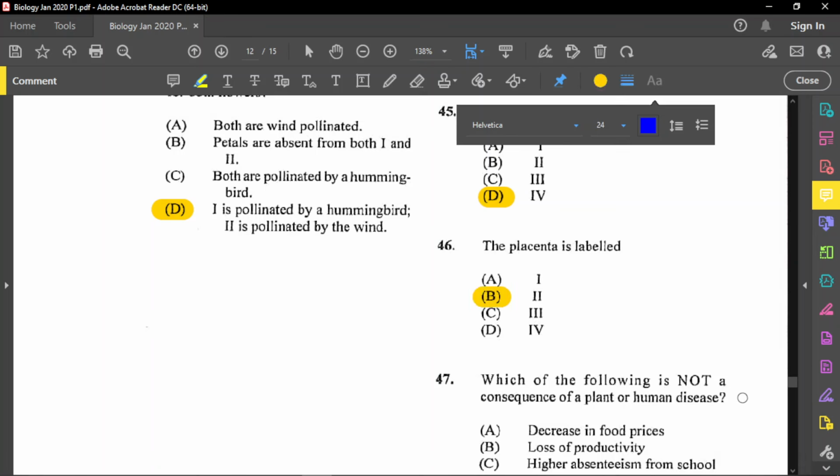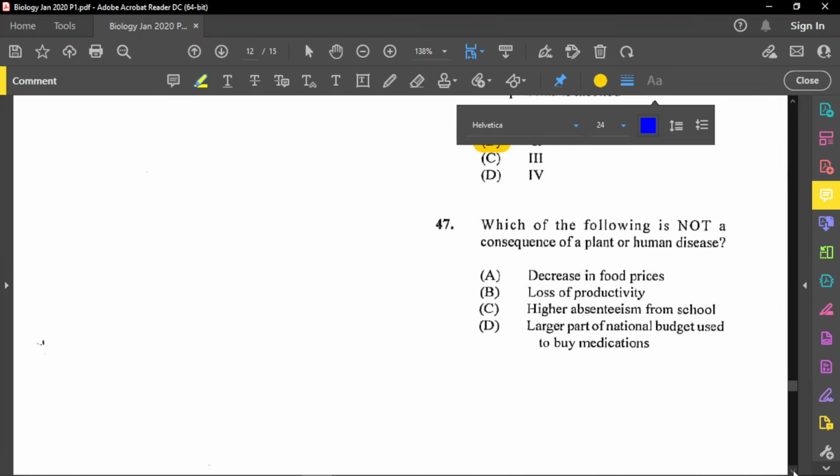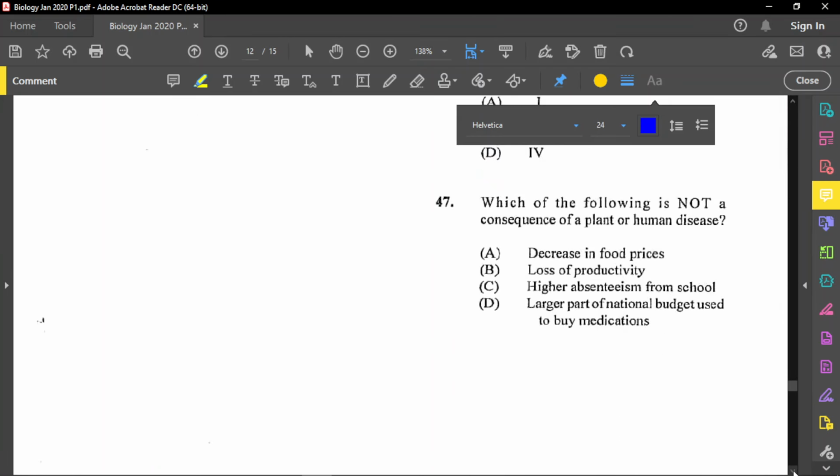Now, 47 now, so which of the following is not a consequence of a plant or human disease? So look at the question carefully, which of the following is not. We're going to reword here, not a consequence of a plant or human disease. Now, it's a decrease in food price. Yeah, if we have diseases and things become scarce, as I see in the pandemic, less production of food, then food becomes more expensive because of demand and supply type of thing. All right, loss of productivity. If you lose productivity, then yes, food will increase as well. Higher absenteeism from school.